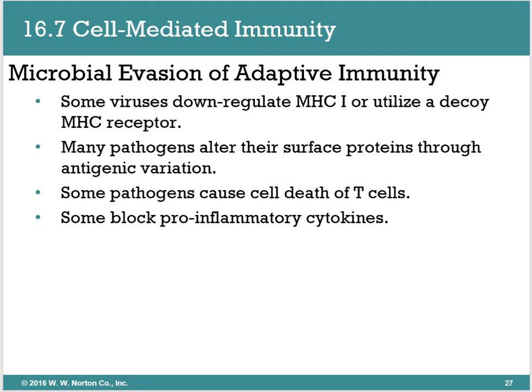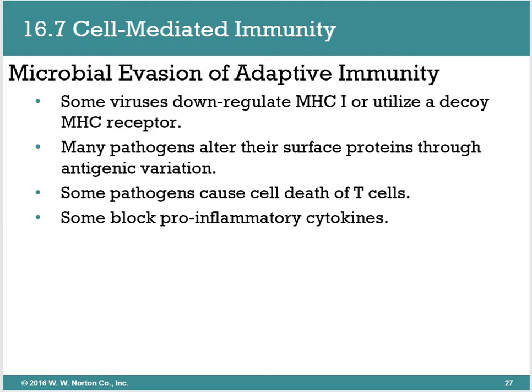How do microbes actually evade our adaptive immunity? There are some viruses that can downregulate MHC. Because they're downregulating MHC, cytotoxic T cells can't bind, and it also hides them. Or they can utilize decoy MHC receptors. Essentially they're shooting blanks, saying look at these proteins over here, and don't look at the host cell with the actual true MHC proteins. So they're very clever in that sense.